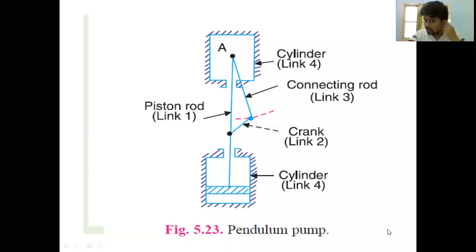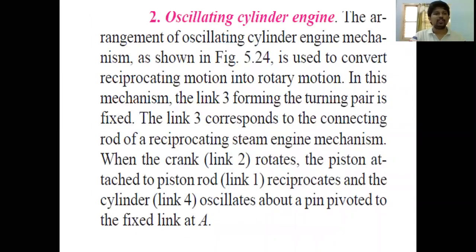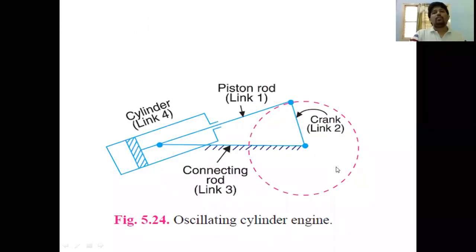We are again defining pendulum here, referring to the fact that you definitely have the same angular velocity at any instant of time. The next one is the oscillating cylinder engine. What happens here in the oscillating cylinder engine? We'll see. This is also a type of inversion of the single slider crank chain mechanism. This is our oscillating mechanism.